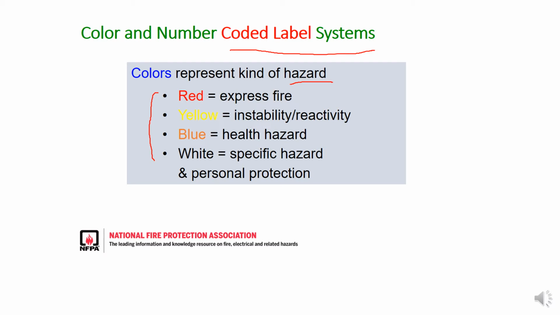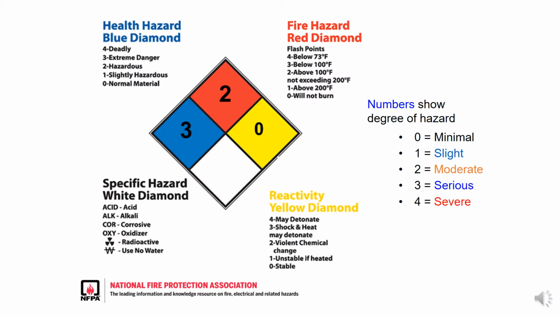If the color code is blue, it means a health hazard, and it will mention what particular health hazard. And white, of course, is for specific hazard and personal protection. In the white section, they mention what personal protective equipment is needed for this particular chemical and any specific hazard. If they mention a specific hazard, it's easier to avoid while you are using it, because it's very specific. So here you can see the color code system: red, yellow, blue, and of course white.